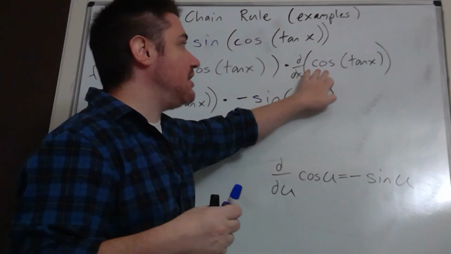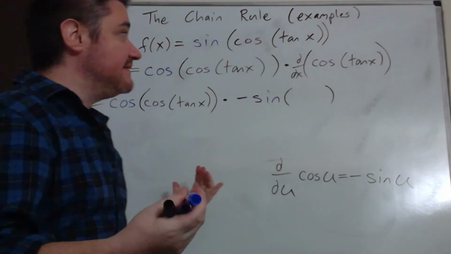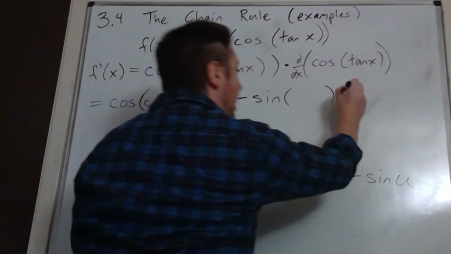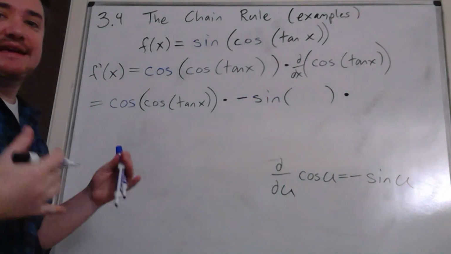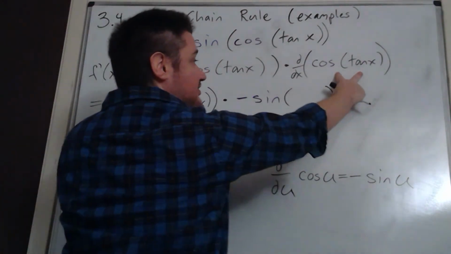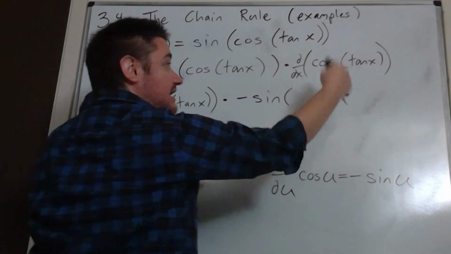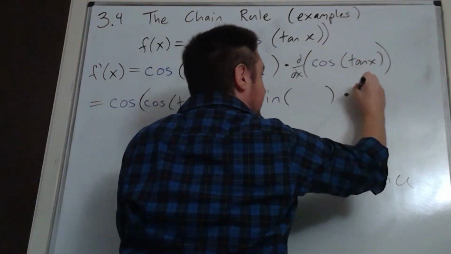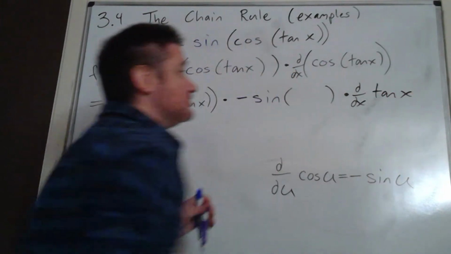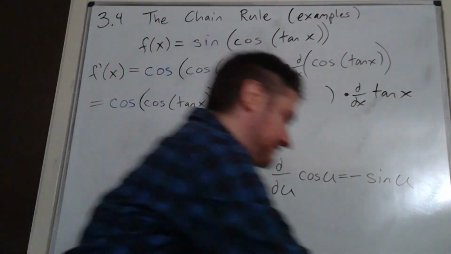So I have cosine of something, I took the derivative of that, and I got negative sine of something, times, because that something is itself a function of x, we have to continue the chain rule. So the derivative of this composition is negative sine of that something times the derivative of that something. So times d dx of tangent of x. Okay, so we've still got one more derivative to take.